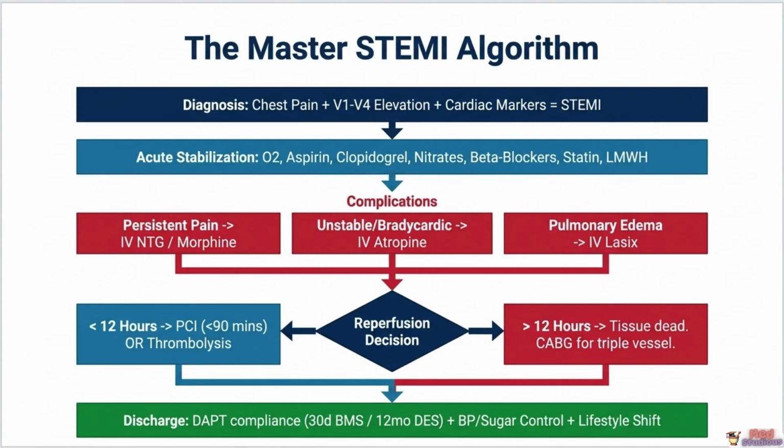Step 4 is the discharge protocol. Prescribe DAPT at the appropriate stent-specific duration. 30 days for bare metal, 12 months for drug-eluting, plus lifelong aspirin, beta blocker, and statin, plus strict blood pressure and glucose control, plus smoking cessation and cardiac rehabilitation.